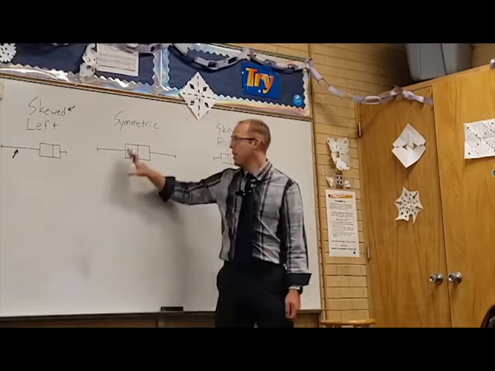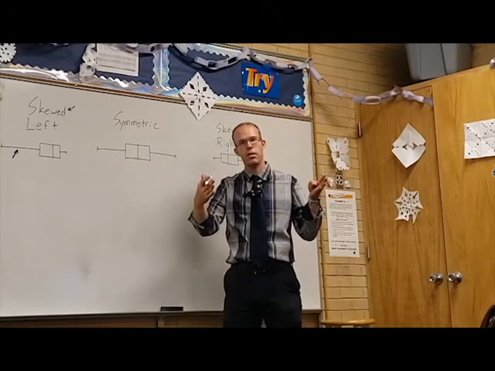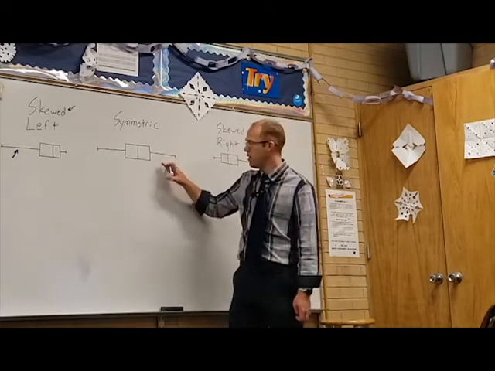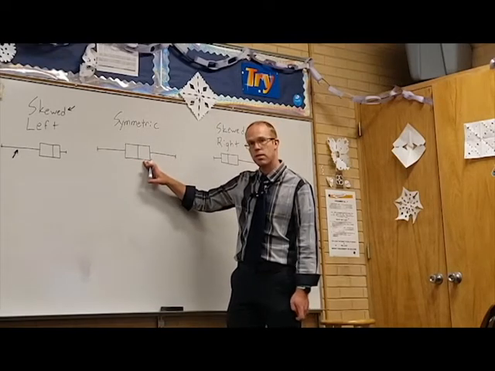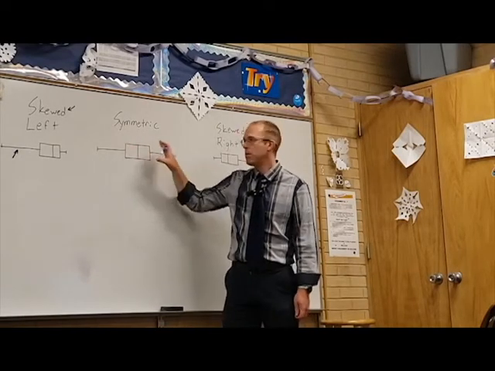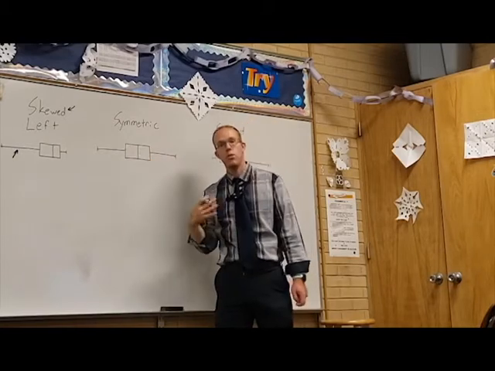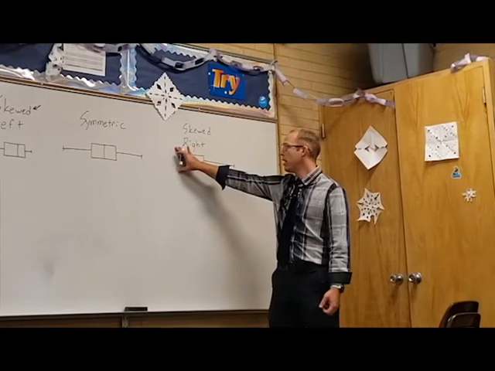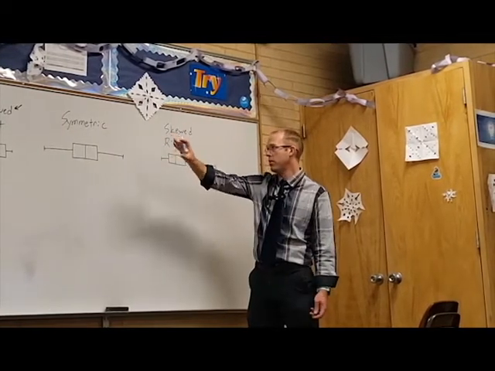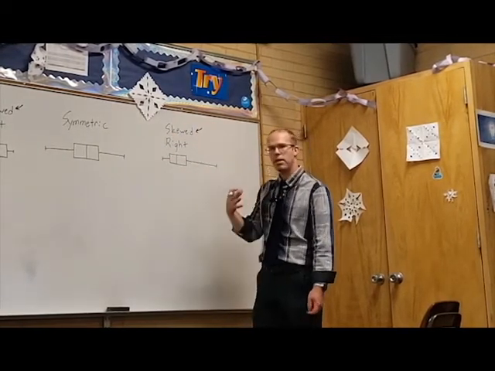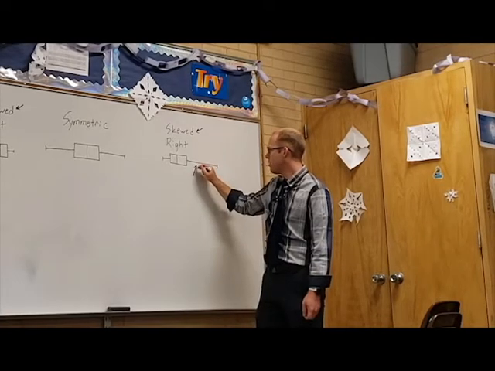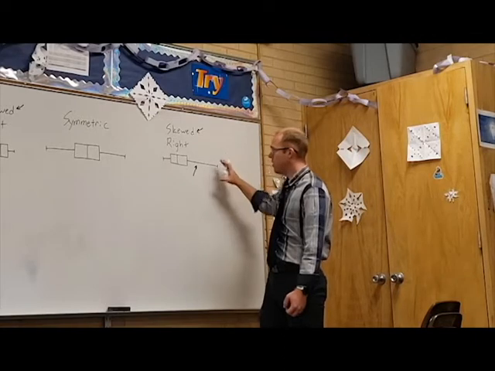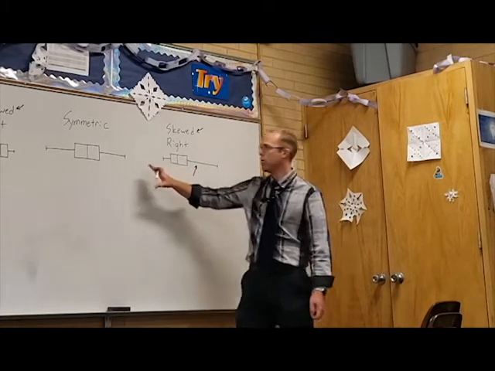Our next one is symmetric. Symmetric is a word that means it's the same on both sides. So you can see that these whiskers are approximately the same, these boxes are approximately the same. And it doesn't have to be exact, but as long as they are approximately the same, we consider that symmetric. And our last one is skewed to the right. Same as skewed to the left, skewed means kind of pulled out of place or out of center, and we can see that this right-hand whisker has been pulled and stretched off to the right side, so this is skewed right.